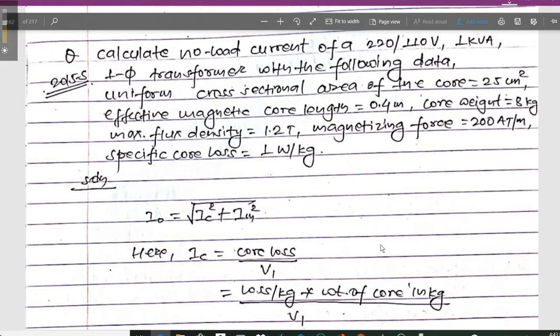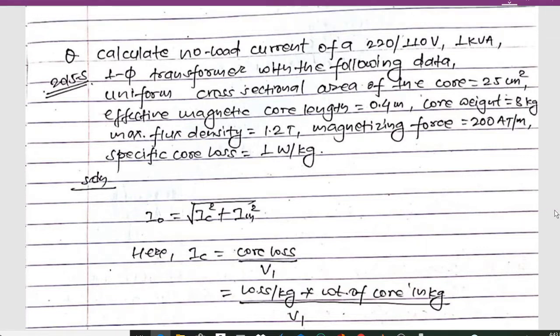Today again I am back with another important numericals on machine design. And today in this lecture we will discuss the numericals related to the design of transformers. And here the first numerical you can see on the screen.